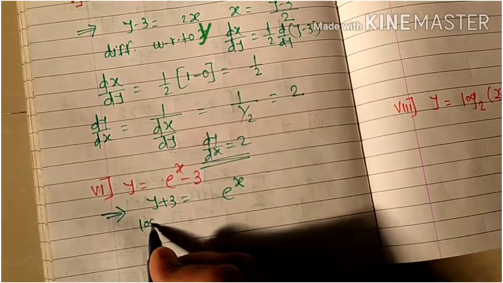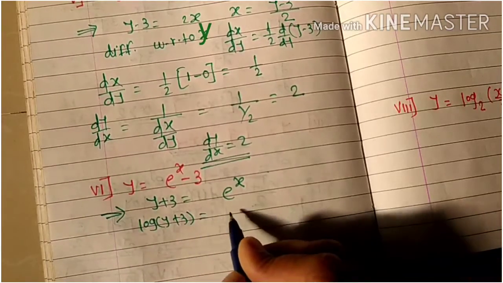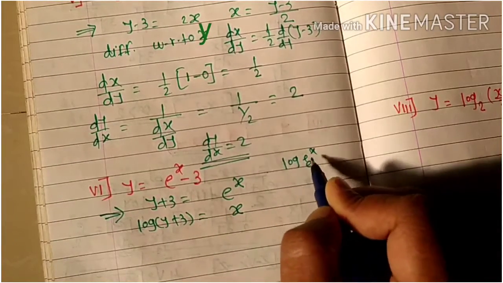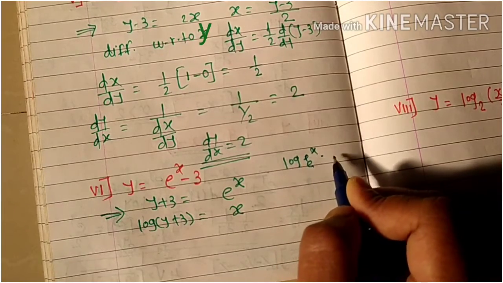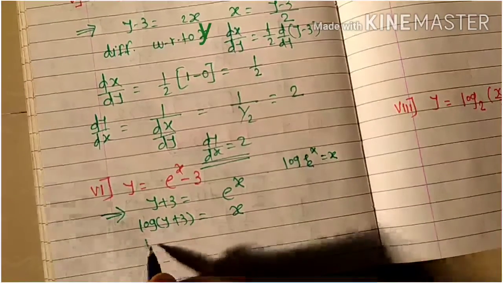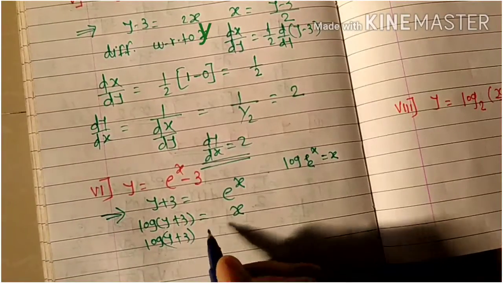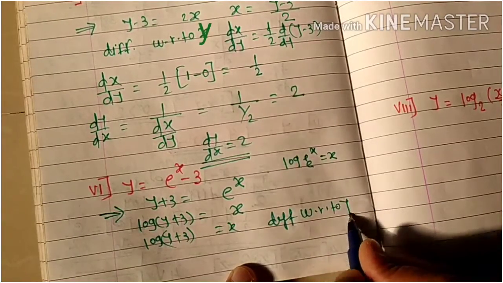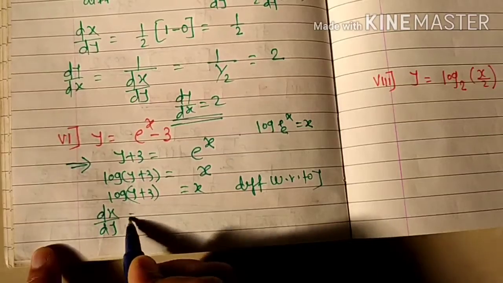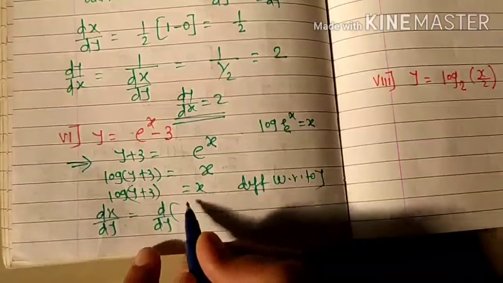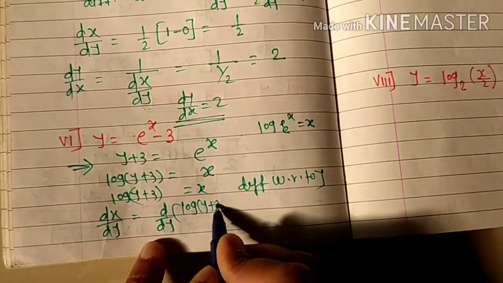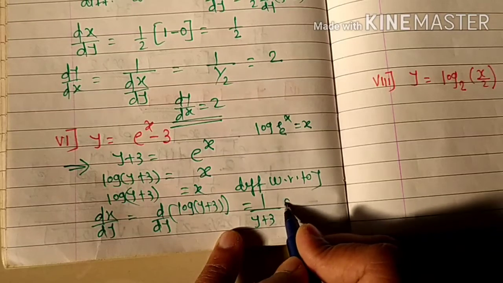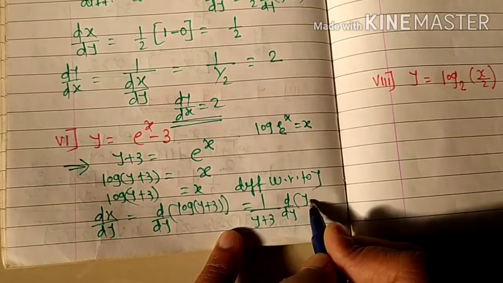Then log of y plus 3 is equal to x, because when we take log on both sides, the log base is e, and since log base e of e is 1, the remaining is only x. Okay, then log of y plus 3 is equal to x. Differentiate with respect to y. Okay, dx upon dy is equal to the derivative d/dy of log of y plus 3. Then for the log derivative, you know that it is the reciprocal, 1 upon y plus 3, into the derivative of the inside term, that is d/dy of y plus 3.